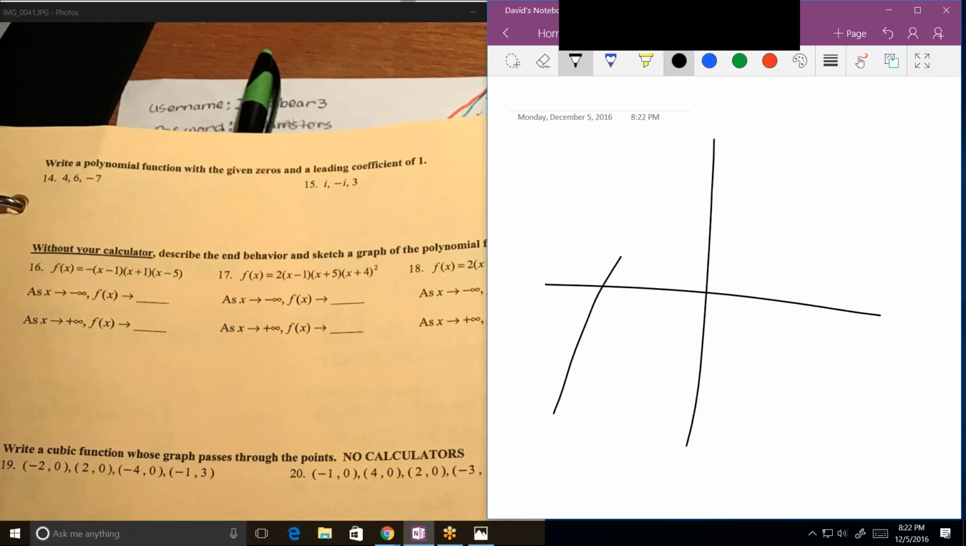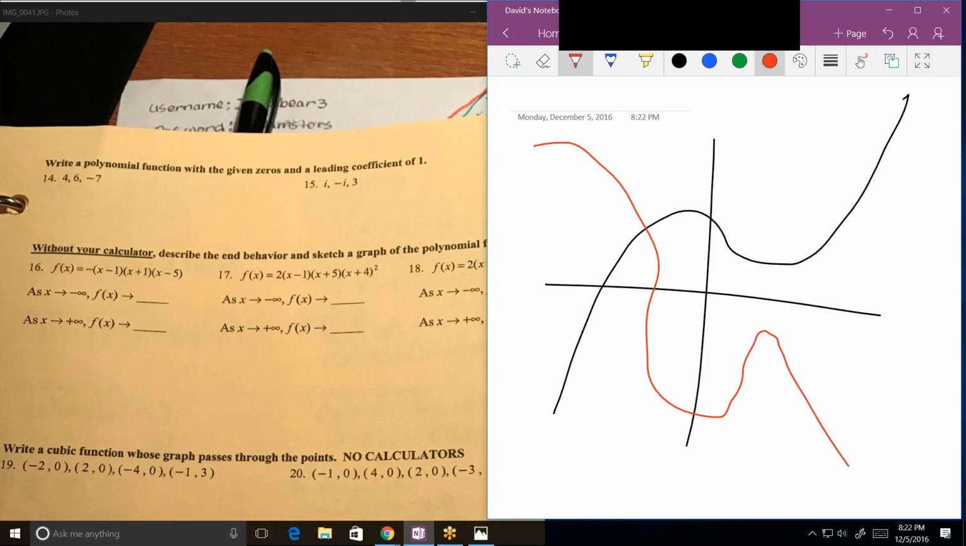Now, if I have a cubic, cubics tend to look like this, where as x goes to positive infinity, y goes to infinity, and as x goes to negative infinity, y goes to negative infinity. So it really comes down to the degree of the polynomial and whether there's any leading negative signs. There was a leading negative sign over here, even though it was a cubic. The leading negative sign basically reversed this and made it look like this.